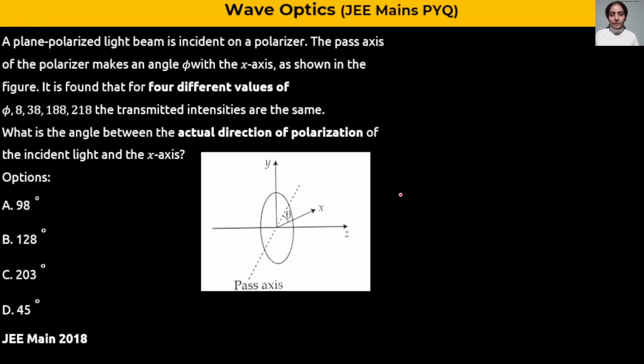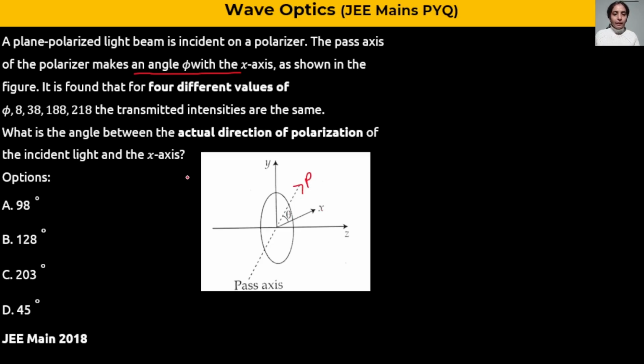Now let us look at this question. Question क्या कह रहा है, a plane polarized beam is incident on a polarizer. So diagram आपको given है. The path axis of polarizer makes an angle phi with the x-axis. So this theta, it is looking like theta, it is phi basically, and this is the path axis, and this is making an angle of phi with the x-axis.